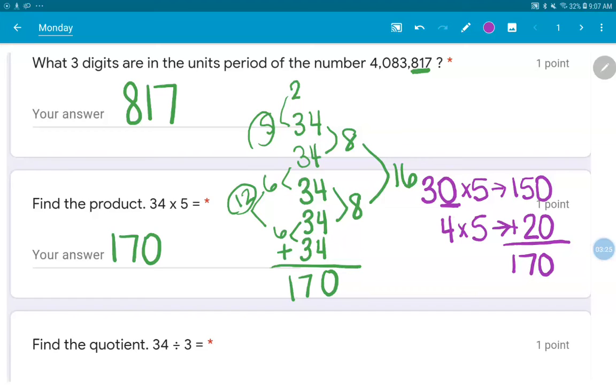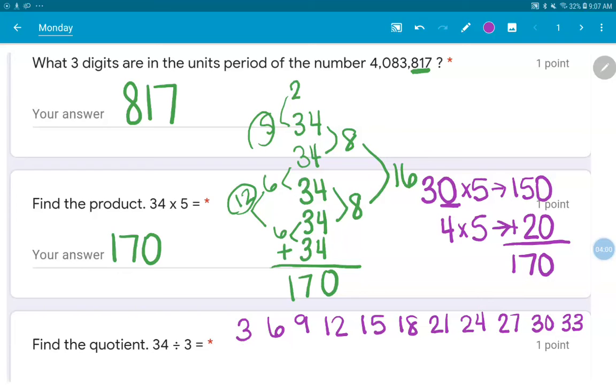All right, next we've got 34 divided by 3. Amy, how did you do 34 divided by 3? Okay, so you did 3, 6, 9, 12, 15, 18, 21, 24, 27, 30, 33. So you said since we had 34, that was going to be a remainder or R1.